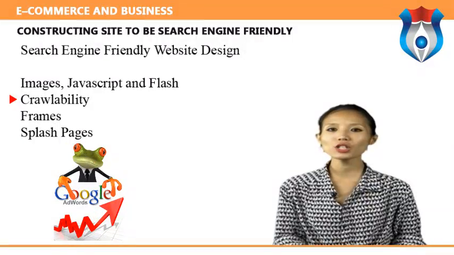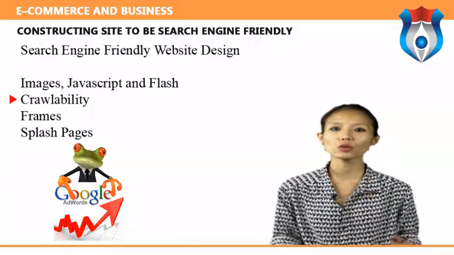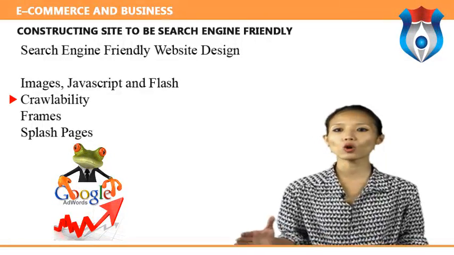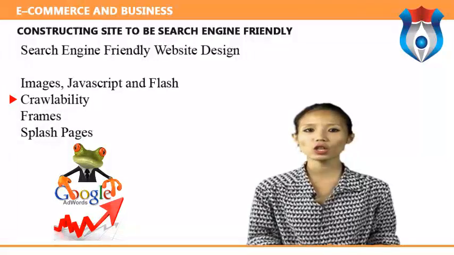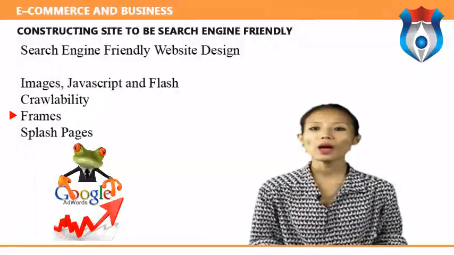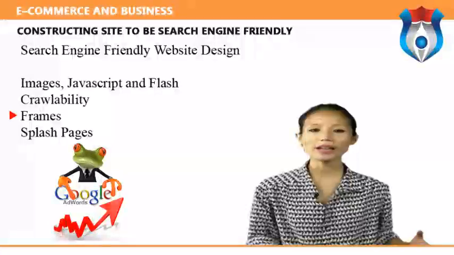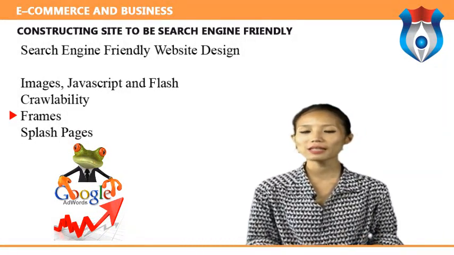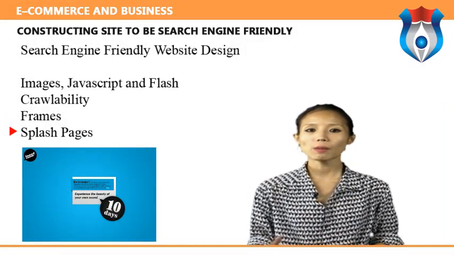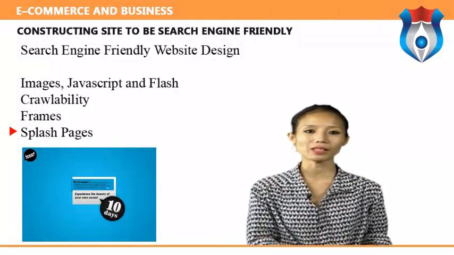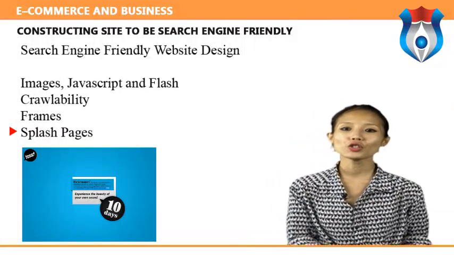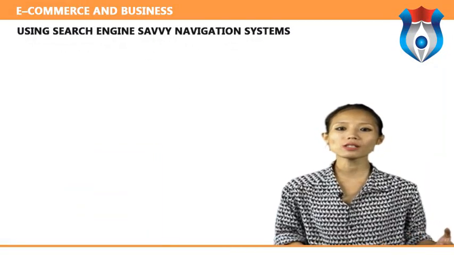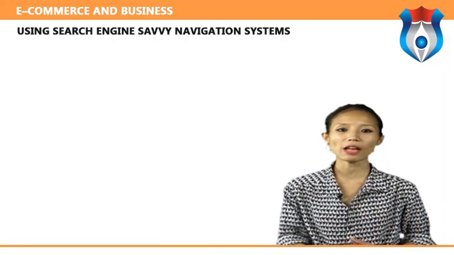Crawlability. A search engine bot does what is called crawling. It uses the links on a web page to find other pages within the website and on the internet. This means that your links need to be in a format the search engine bot can read. Frames. You have seen websites built with frames, those sites where you see additional scroll bars within the web page. This is not a search engine friendly design. Splash pages. Splash pages are the introduction pages you see on some websites. They do not contain a whole lot of content, usually a picture or a Flash introduction and a single link to enter the website. Now we shall discuss how to use a search engine savvy navigation system.